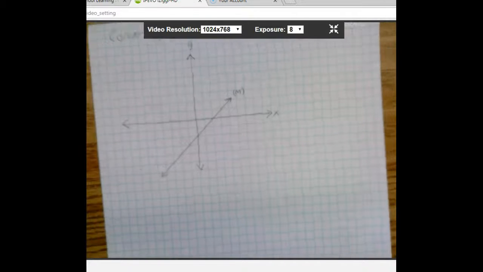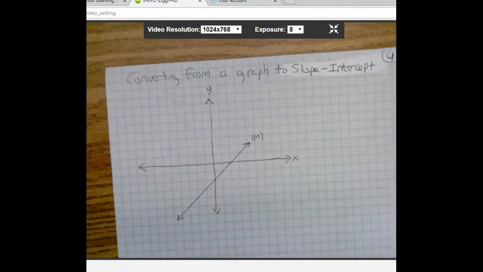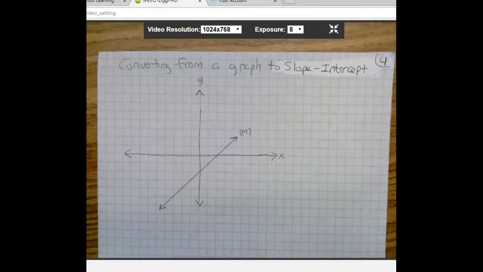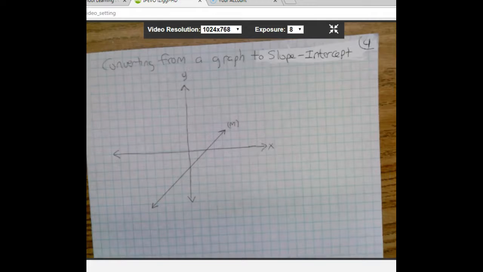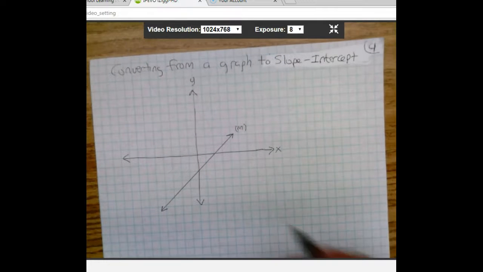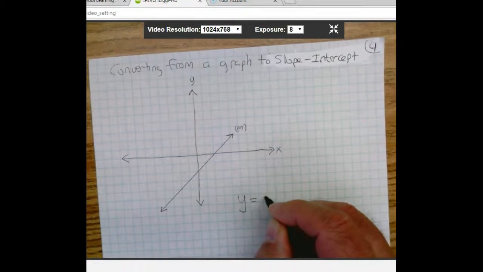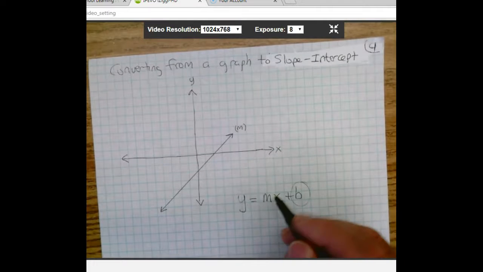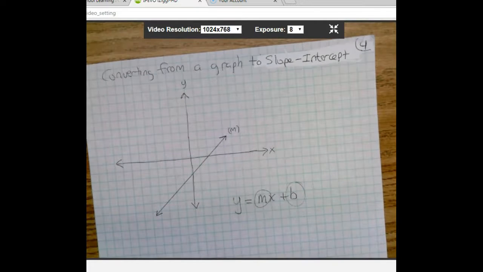One last thing is, let's say you have a graph, and we want you to take that graph and turn it into the slope-intercept form. So we could do that with the following. If you remember the equation, it is y equals mx plus b. So we need the y-intercept and we need the slope. Okay? And then we can first find the y-intercept.